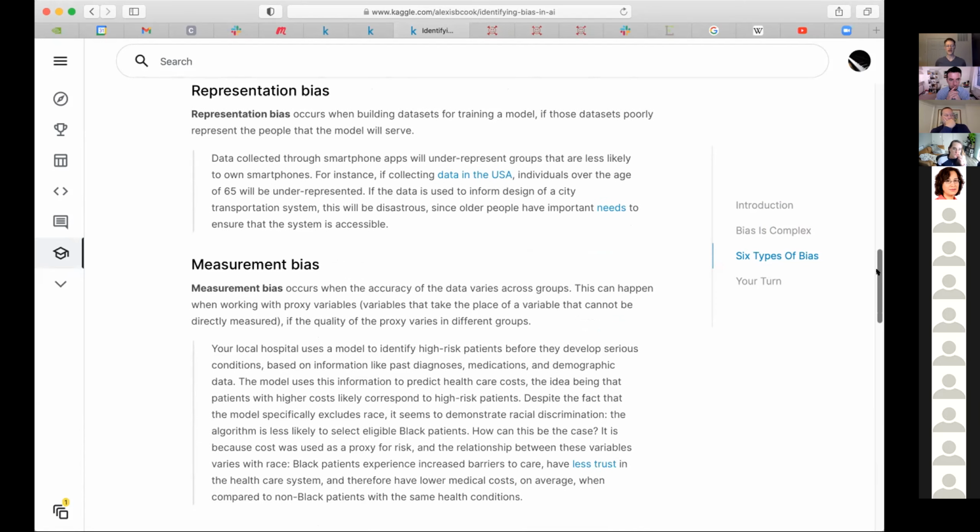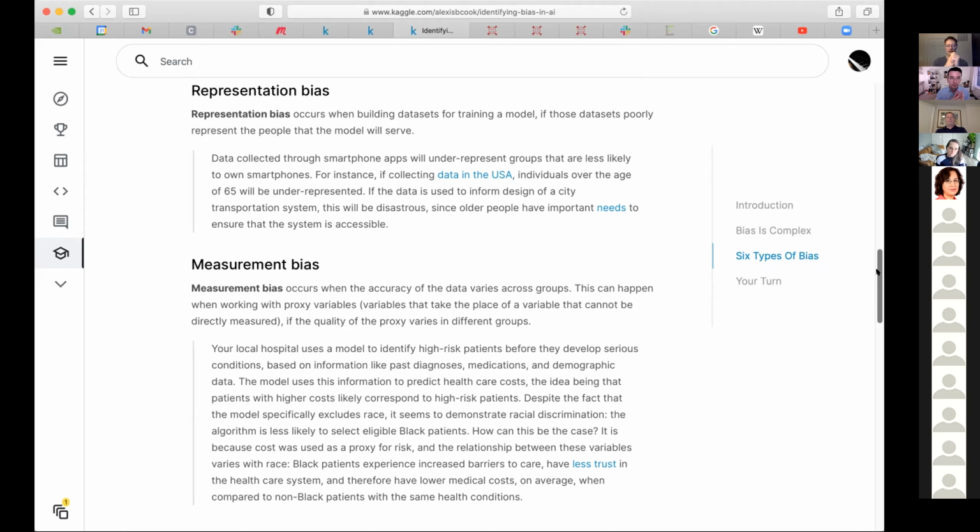The second source of bias is representation bias. This is another form of sampling bias, but essentially this is where you are training a model and you're selecting a different sample set than what you are intending the model to serve.